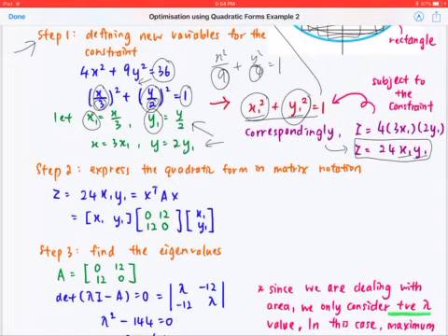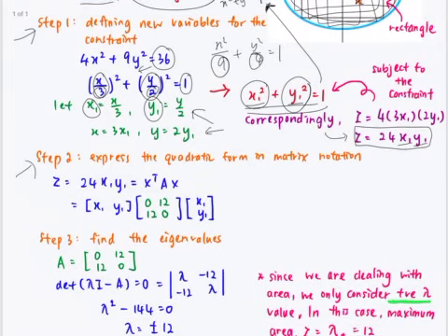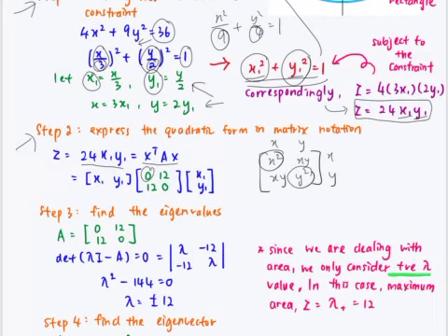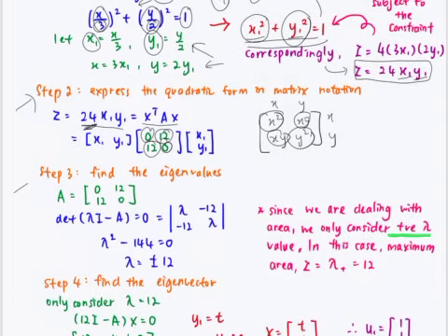You have defined new variables such that the constraint has been expressed in the simplest form of the circle equation. The second step will be the same as the previous example: express the quadratic form in matrix notation. You have 24 x1 y1, and you have to express it in the form of x transpose A x. If you don't know how to get the matrix A, it should be x squared, y squared, xy and xy. We don't have the values for x1 squared and y1 squared, that's why we have 0 and 0, and xy will be shared between these two. 24 must be divided by 2, so you have 12 and 12.